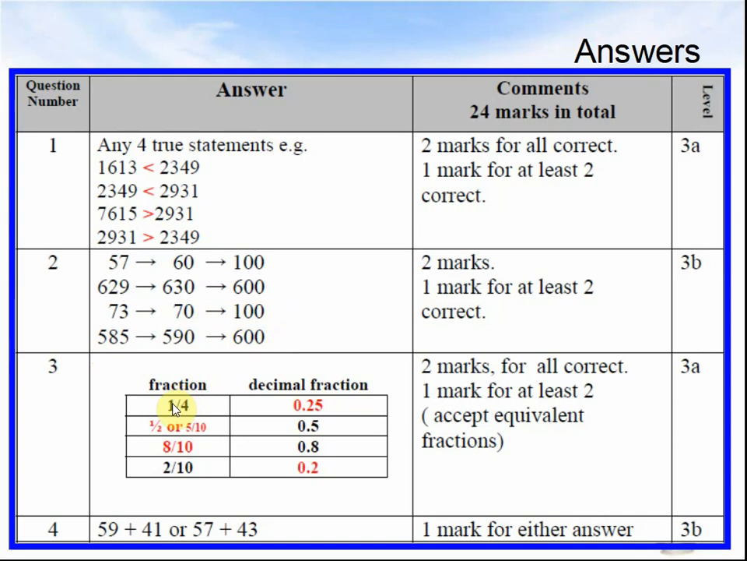Here are the decimal fractions and fractions. A quarter equals 0.25. Fraction is a half or 5/10, and that equals 0.5. 8/10 or 4/5 would equal 0.8. 2/10 or 1/5 would equal 0.2. Question 4. 59 plus 41 or 57 plus 43 equals 100. Let's look at number 5.